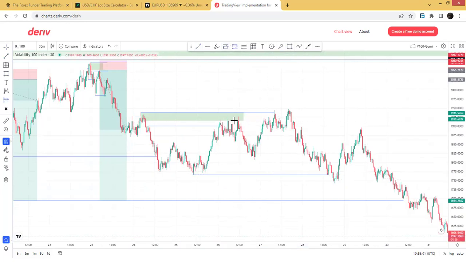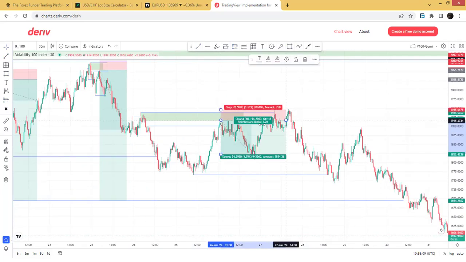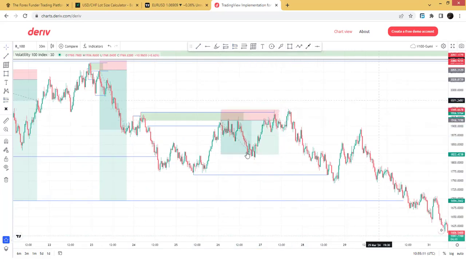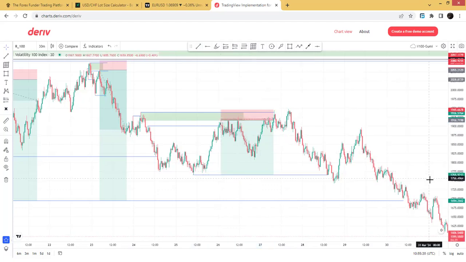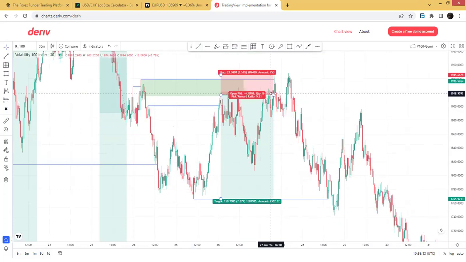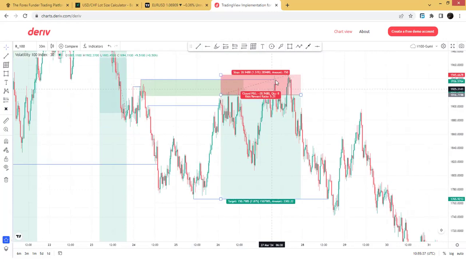I'll take my sell here. I would have been tagged in here. Sell slightly above, like so, slightly above. Okay. My 1 to 3 would have been right here. I'd have taken out the majority there, left the remaining 10% to this point. I'm not sure if it would have been taken out here. That remaining 10% would have been taken out by a little bit right here.